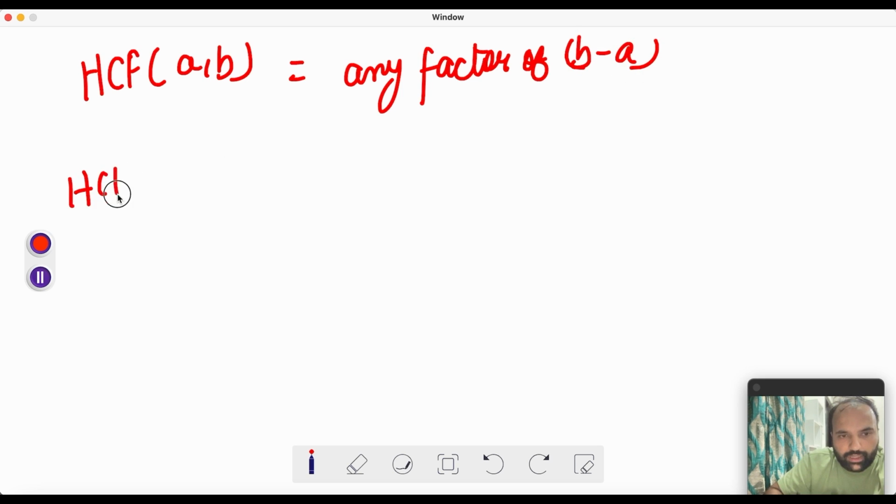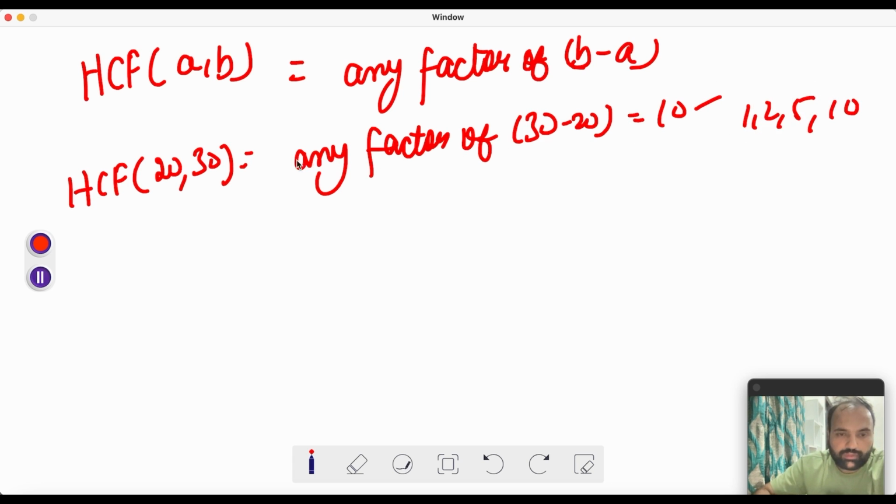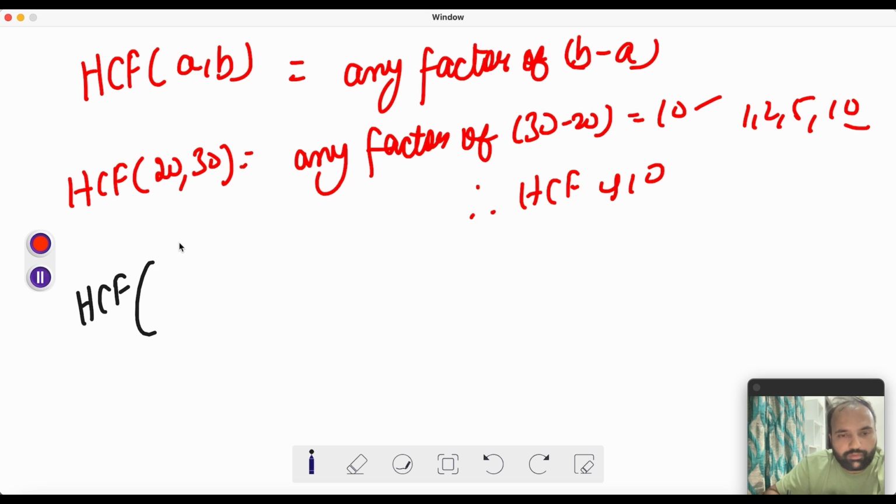Take the HCF of, let's say, 20 and 30. We said any factor of B minus A, so it should be any factor of 30 minus 20, which is 10. If we take the factors 1, 2, 5 and 10, we see that 10 divides both these numbers, therefore the HCF is 10. This is true for any numbers you can take, maybe 24, 32, 36, 39, 40, any number.